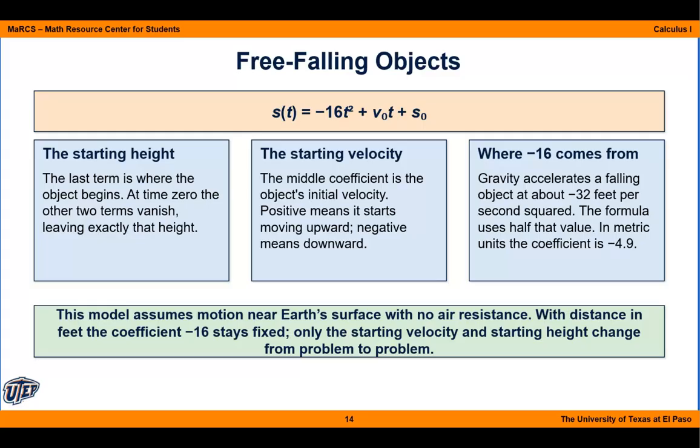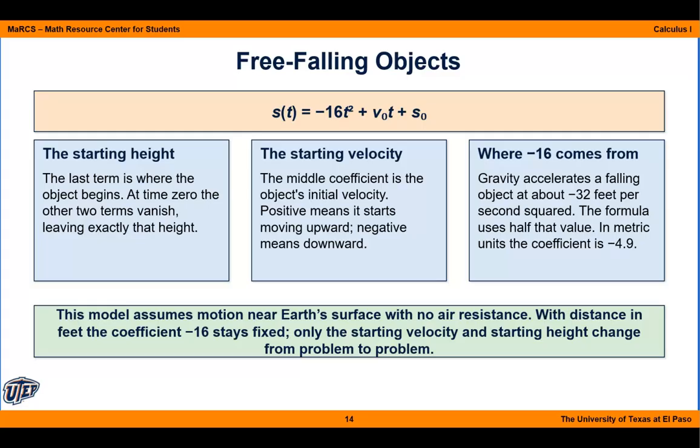The general position model for an object moving vertically near Earth's surface is s of t is equal to negative 16t squared plus v0t plus s0 when distance is measured in feet. The constant s0 is the starting height. At t equals 0, the other terms equal 0, so s of 0 is equal to s0. The coefficient v0 is the starting velocity. A positive value means the object begins by moving upward, while a negative value means it begins by moving downward.